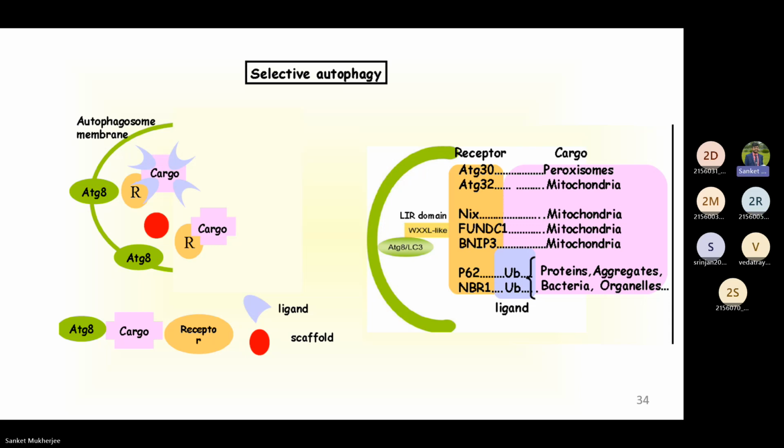ATG8, as you can see, forms the autophagosome membrane, right? Now, if you have receptors like NIX, we'll talk about NIX in detail, or ATG32, if they are present, they will make the mitochondria go for mitophagy. So the mitochondria will die, basically, essentially. It needs to die at a point. So this happens due to mitophagy. We'll talk about it again.